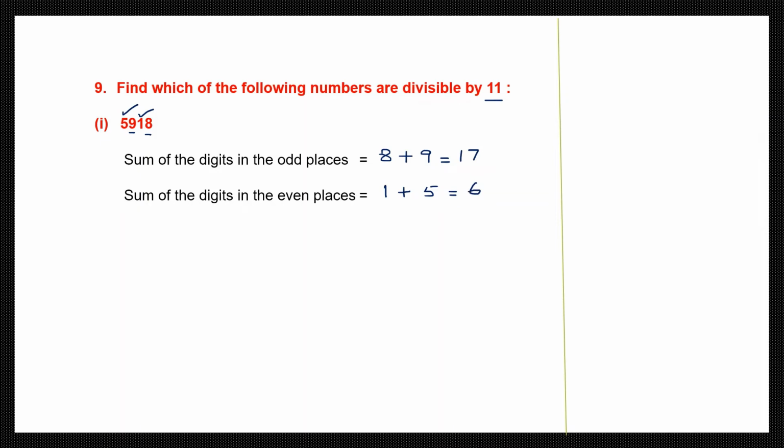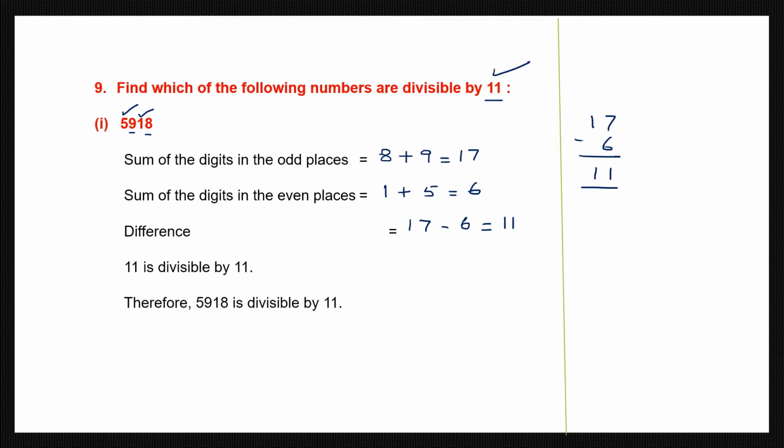Now what should we do with these two answers? We should find the difference. That means take 17 and 6 and minus the 2. So 17 minus 6. 7 minus 6 is 1 and 1 is here 11. So the difference between the two is 11. And 11 is divisible by 11. Remember, we are doing the test for 11. So the difference that we got, 11, is divisible by 11. That means 5918 is divisible by 11.